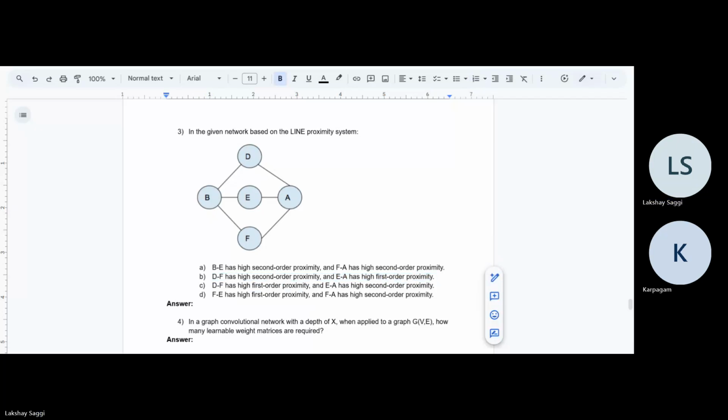So maybe I'll just write this. Since D and F have the same neighborhood vertices, that is B and A, the neighborhood for D and F both is A, B.